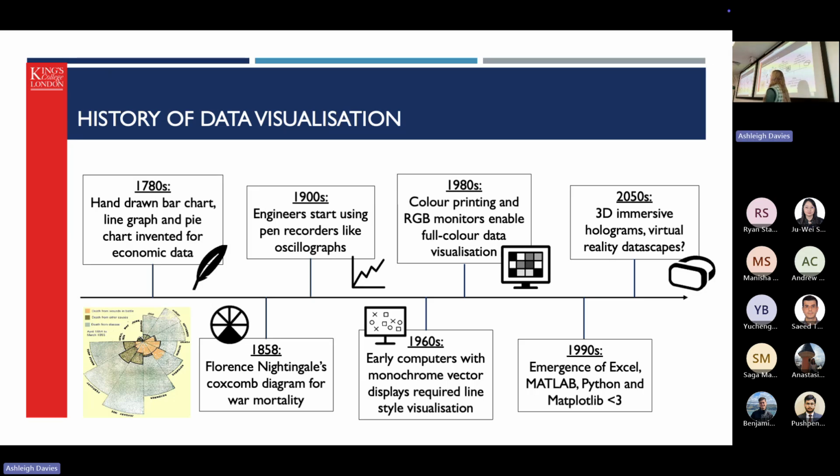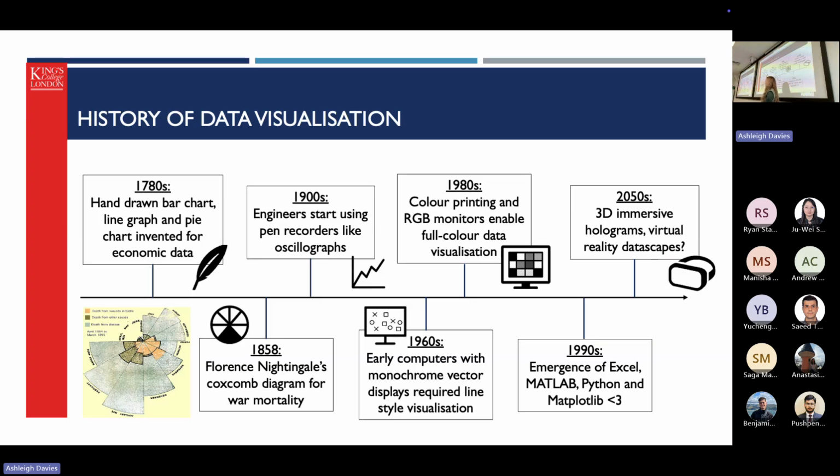The history of data visualization is really quite interesting if you look into it. To start with, the early data representation is just in the form of basic line plots. Traditionally for things like economic data, so maybe sales, it's just basic hand-drawn line graphs, bar charts, and pie charts, and so on.